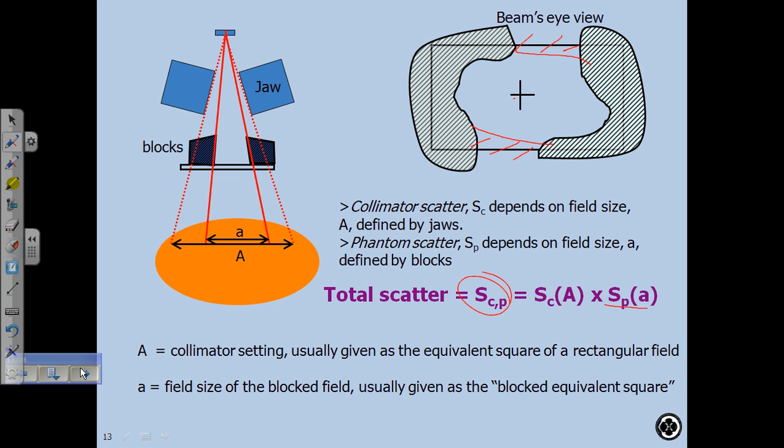A is equal to the collimator setting, usually given as the equivalent square of a rectangular field. And little a is the field size of the block field, usually given as the blocked equivalent square. And we'll talk about block equivalent squares in a second. Okay, so there's an equivalent square that's just jaws, and there's another equivalent square that's a block equivalent square.